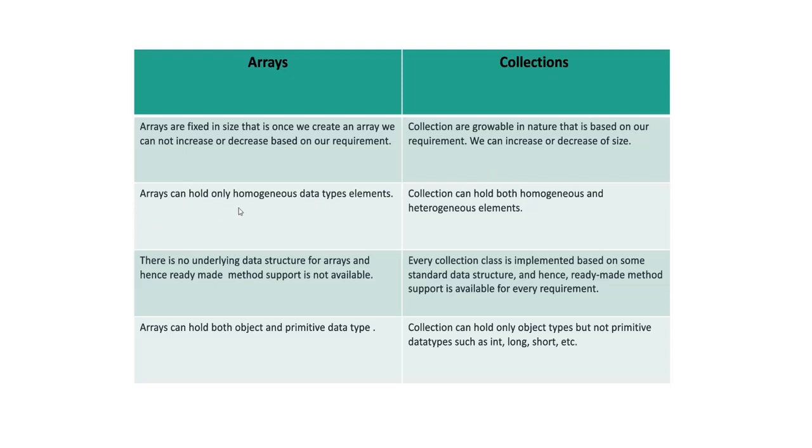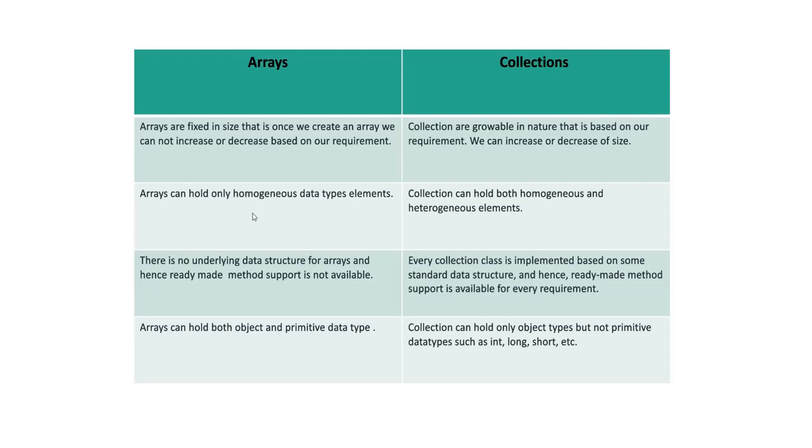Arrays can hold only homogeneous types of elements, right? So that's what we discussed. Whereas the collection holds both homogeneous as well as heterogeneous elements. So we can add different types of elements also. Along with integer, we can add string and then a character. We can add whatever we want.